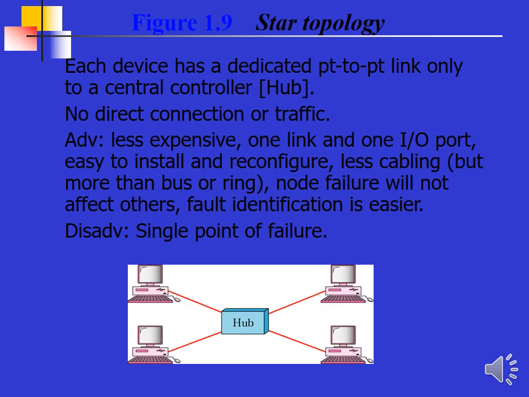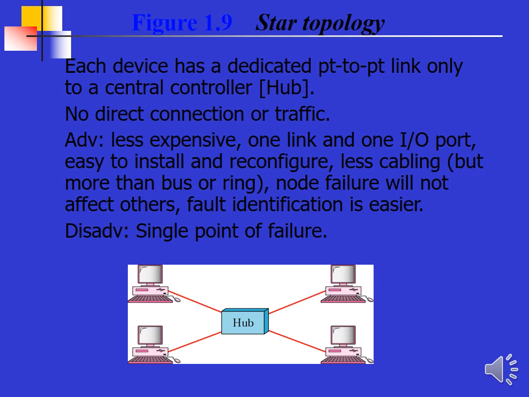Star topology 1.9. Here you can see a central device called hub, which is connecting all the systems. Each device has a dedicated point-to-point link only to a central controller, that is called hub. No direct connection or traffic.